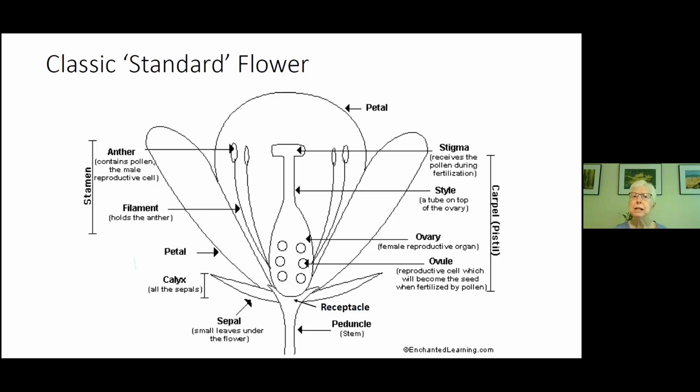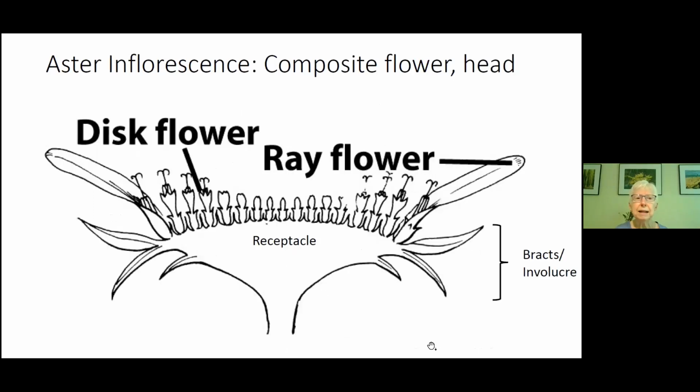Now, how does this differ in an Aster family member? Well, in an Aster family member, what we think may be a single flower really is a cluster of many flowers. That inflorescence is sometimes called a composite flower or a flower head. That flower head can consist of two different types of flowers. Ray flowers, which our brains are telling us are petals, and they are, but each represents an individual flower. Each petal-like thing there is an individual flower.